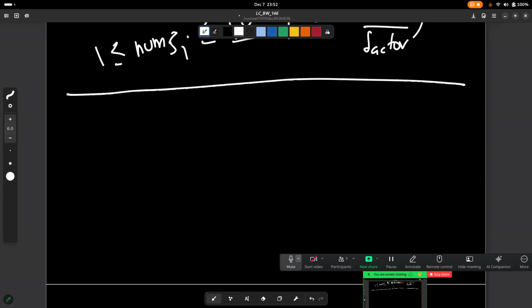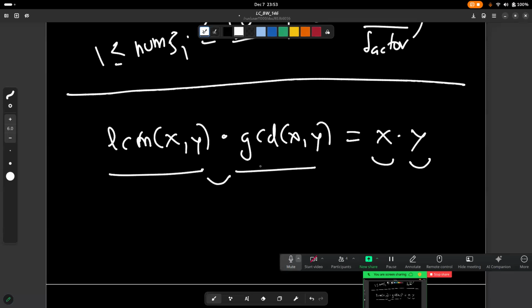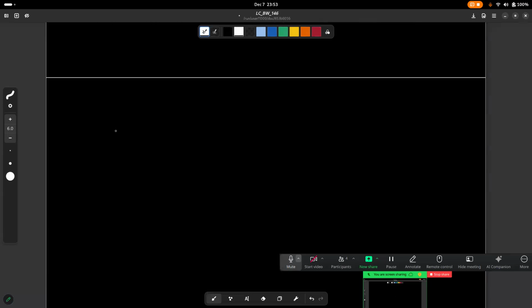So first, there's a law: a relationship between the LCM of two numbers, the GCD, the greatest common divisor, and the product of these numbers. Basically, if you multiply the LCM of two numbers and the GCD of two numbers, it gives you the product of these two numbers. Well, why is it the case?